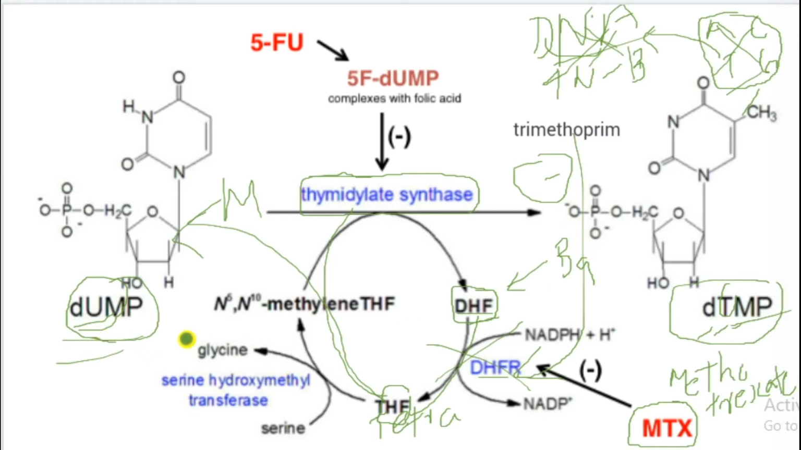Alternatively, instead of methotrexate, we can prescribe 5-fluorouracil, which inhibits thymidylate synthase. So dUMP will not form dTMP, and DNA synthesis will not occur. This is the mechanism.